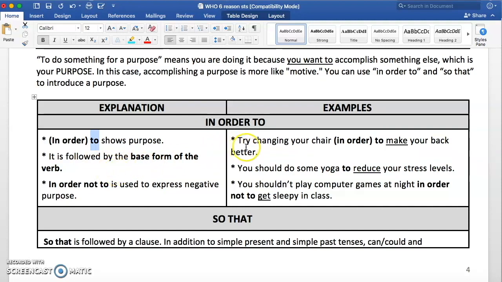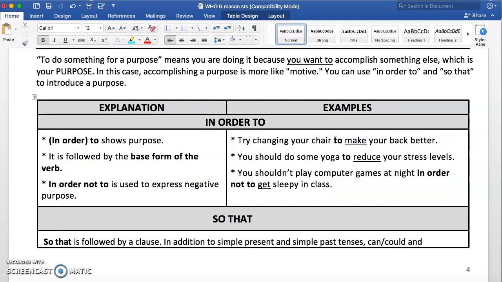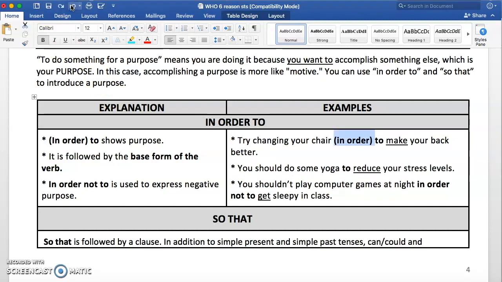Look at the example. Try changing your chair in order to make your back better. As you see, we have a verb 1 here. And if you want, you can just erase this in order and you can just use to. It is also possible. Okay. You should do some yoga to reduce your stress levels. Again, verb 1, be careful.